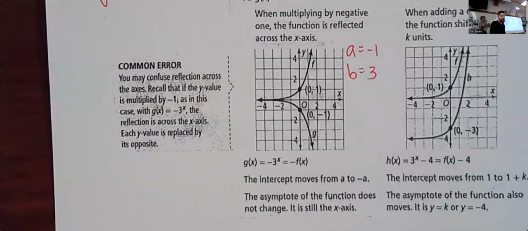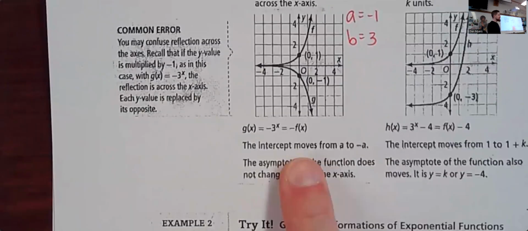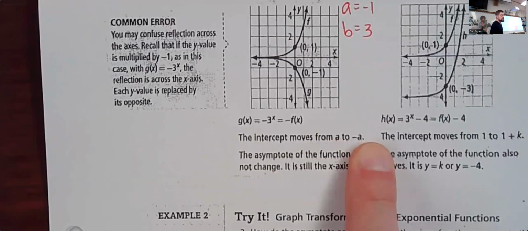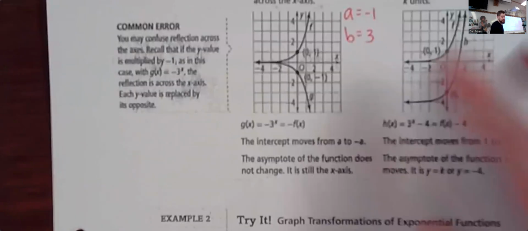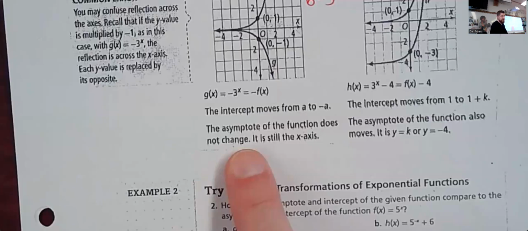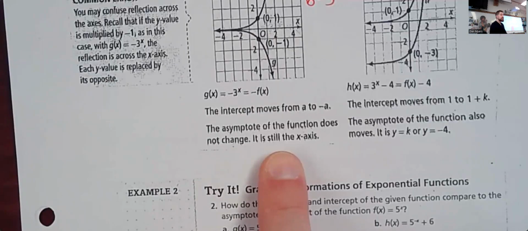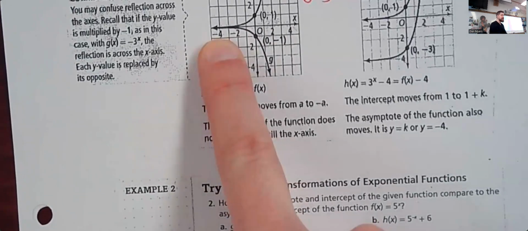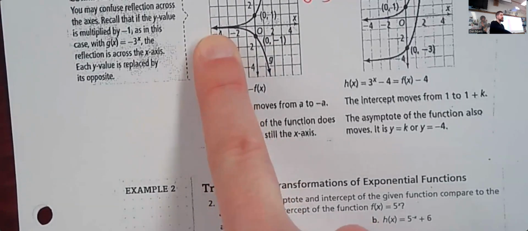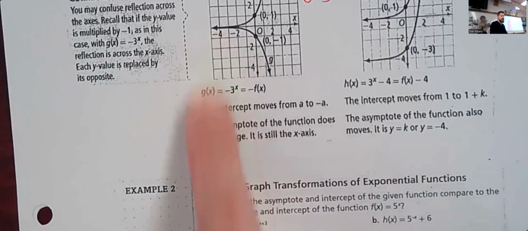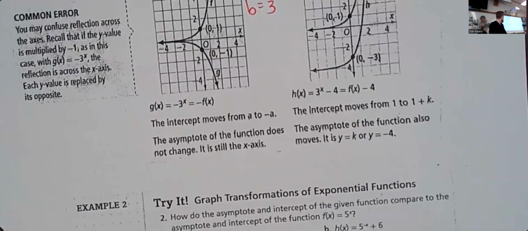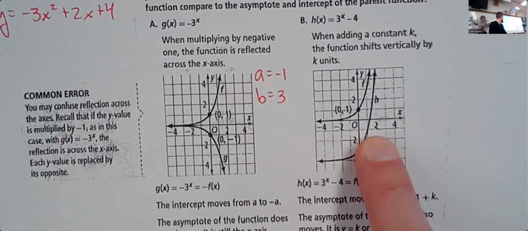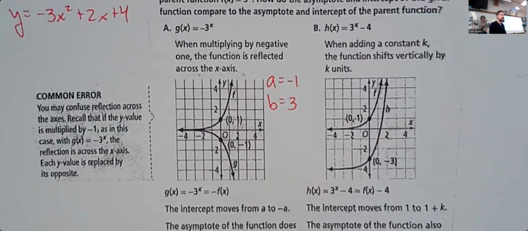Okay, so down here, the y-intercept moves from a to -a because a is now -1. The asymptote of the function, though, doesn't change. It's still the same because as x goes to -infinity, y still goes to 0, even though it's upside down. You'll see something kind of similar over here. Our asymptote does change on this one, and this is what happens if we introduce a vertical shift.